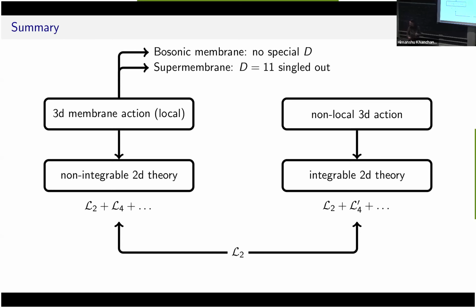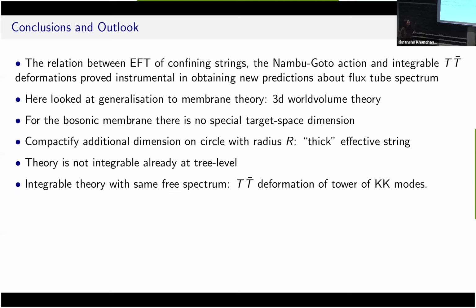Very good. So this is the summary picture, and I'm going to an end. Let's look at the conclusions and the outlook. One conclusion is that the relation between the effective field theory of confining strings, the Nambu-Goto action in static gauge, and integrable TTbar deformations, the interaction between these three different perspectives, was very useful in order to obtain new predictions about the flux tube spectrum. This talk looked at generalization to higher dimensional objects. When you have a membrane instead of a string, as I highlighted, there doesn't seem to be any special target space dimensions for the bosonic membrane where things simplify. You can also look at integrability by compactifying one direction on a circle. However, the theory becomes non-integrable already at tree level. You can construct an integrable theory with the same free spectrum through these TTbar deformations.